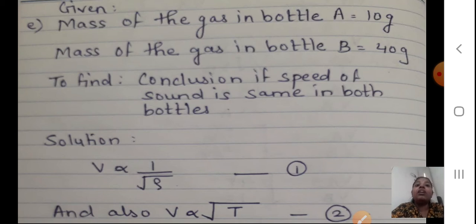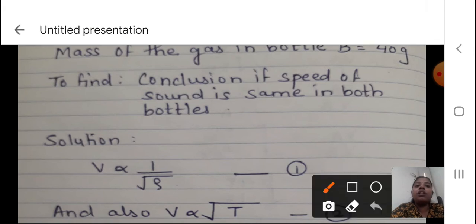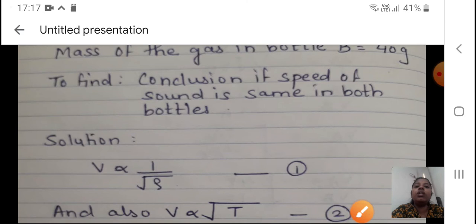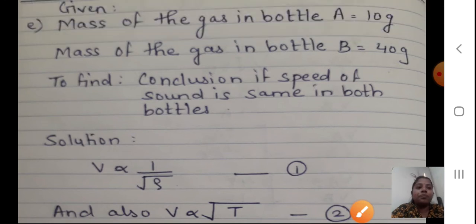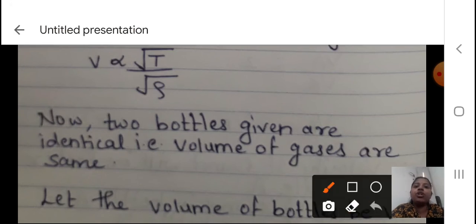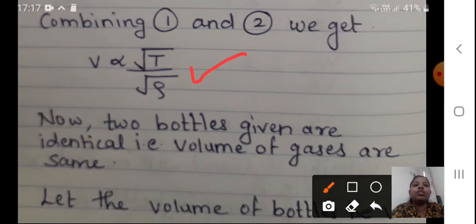Okay students, solution. What we are going to do, students? V is directly proportional to 1 upon root rho. This is our first equation, right? This equation we have used in the previous sum also. And then also V is directly proportional to root T. So these two equations we will be using, equation 1 and equation 2. Now, combining 1 and 2, if we combine both the equations, what you are going to get, students? V is directly proportional to root T upon root rho.